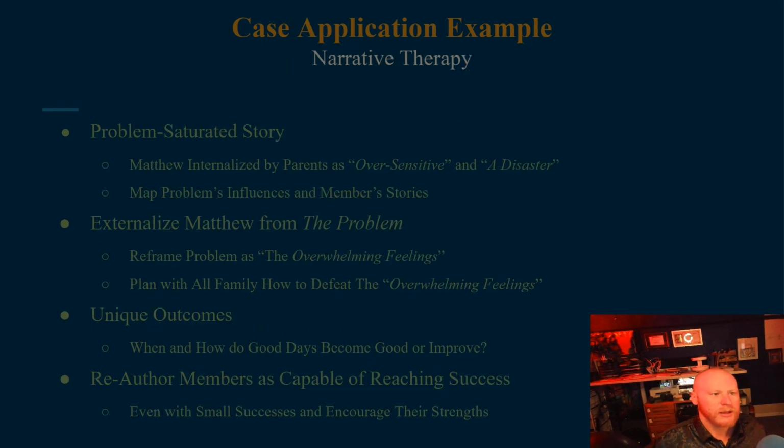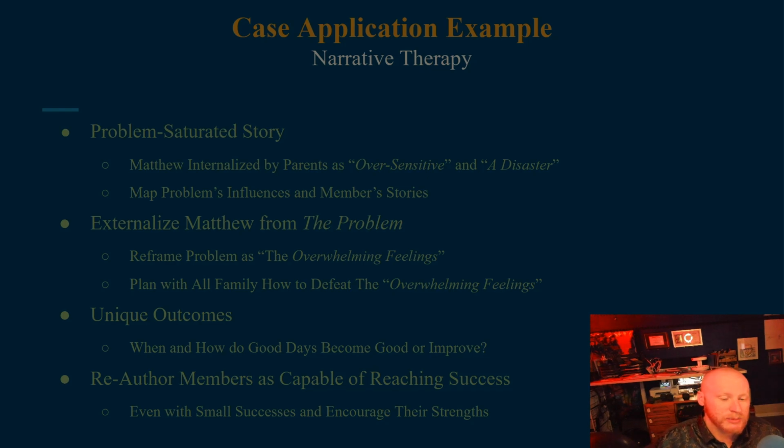So the next case application example with narrative therapy would apply to this case by understanding it's a very problem-saturated story, because they are discussing Matthew as oversensitive and a disaster, not really talking about any of the good parts of the story. They're mainly just talking about the problem, that he runs away and he cries and she escalates, and they're only talking about the problems rather than the tools and the options that are at their disposal or that they have tried already.